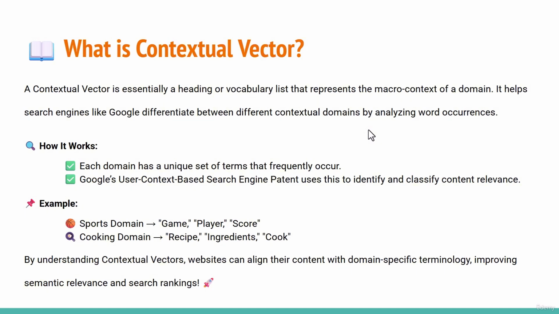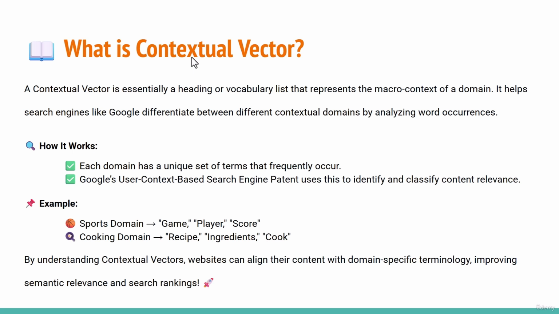Now, how does this work? Every domain has a unique set of terms that occur frequently, which helps to determine the specific domain they belong to. Content and elements are identified and classified using the Google User Context-based search engine patent. For example, the sports domain will contain words like game, player, and sport. A cooking domain will have recipe, ingredients, and book. Similarly, every domain has certain words.